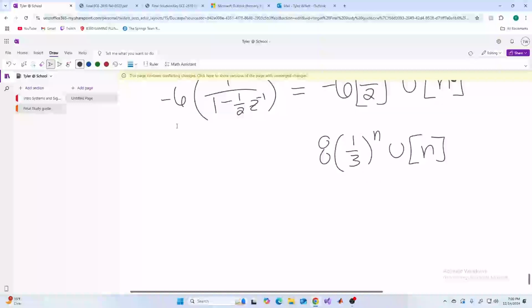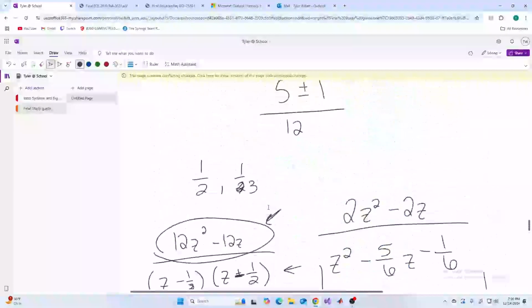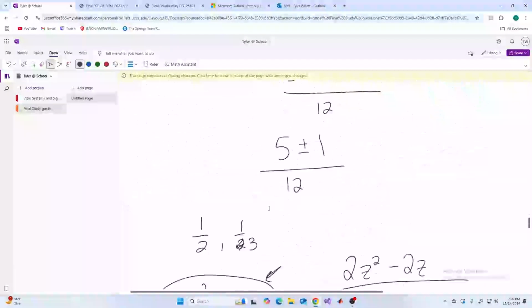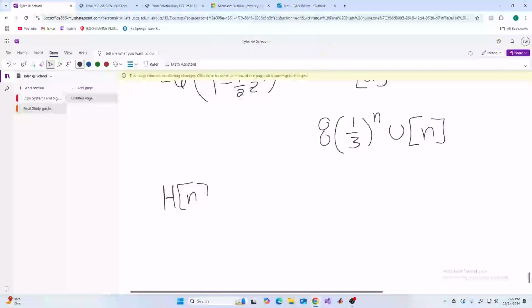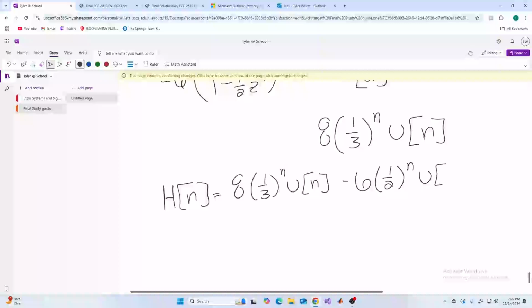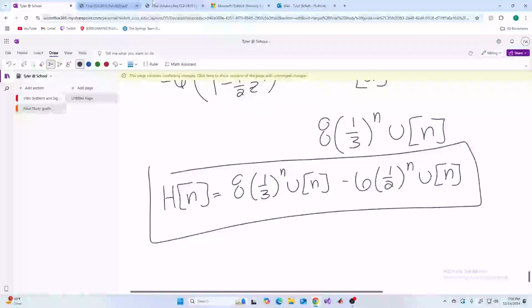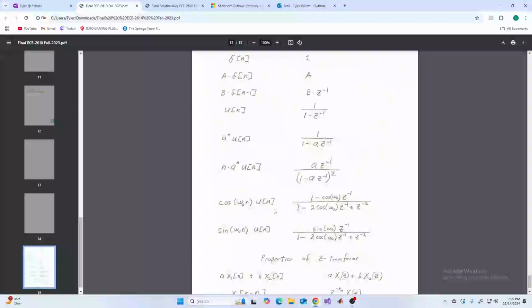So you just combine this and say, what was it, h sub n? I want to double check really quickly. I don't want to do something wrong. Yep, h sub n. So h of n equals 8, 1/3 to the n, u to the n, minus 6, 1/2 to the n, u to the n. So this last part, it's just going to depend on the problem. You need to go through and look at your transformation chart, and that will tell you exactly what to do.